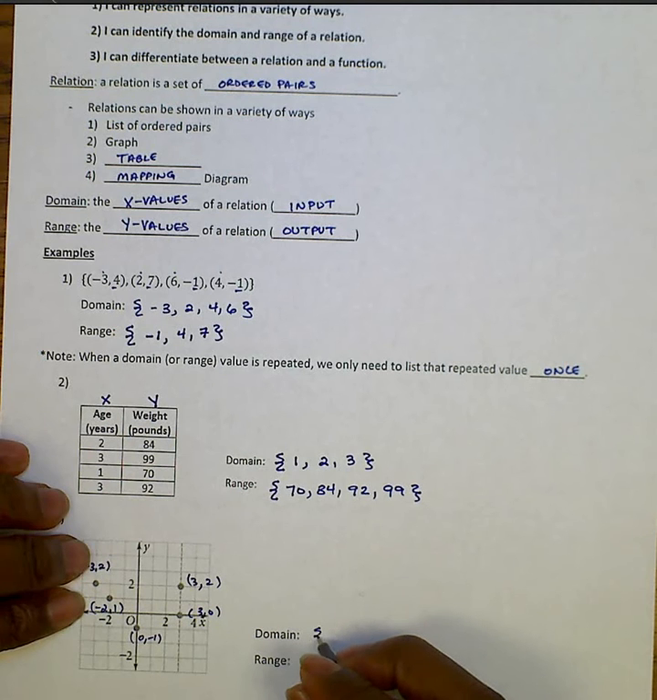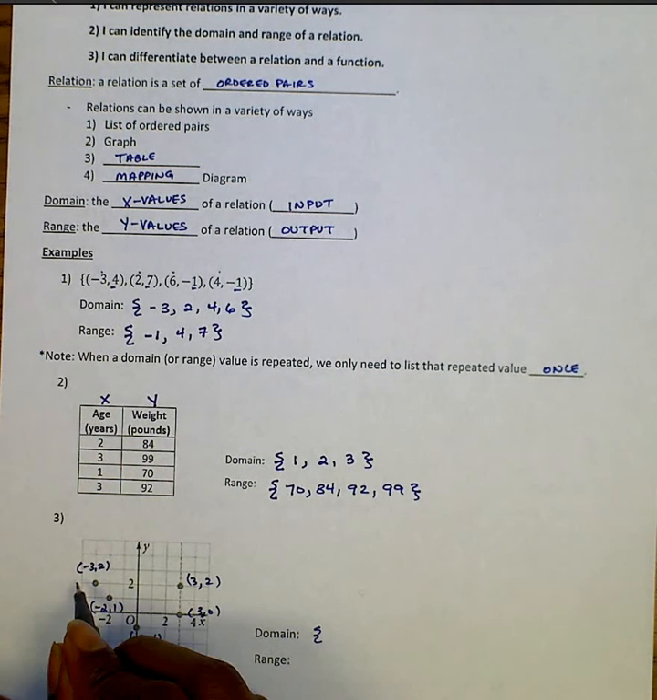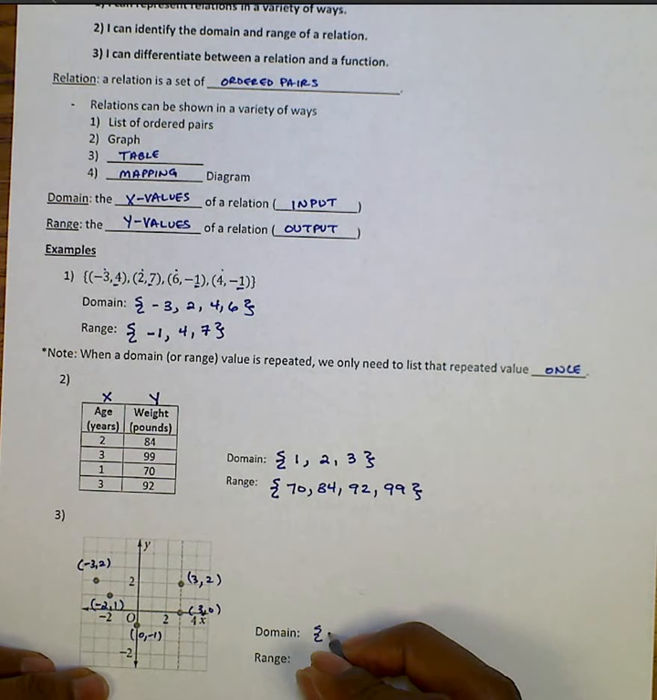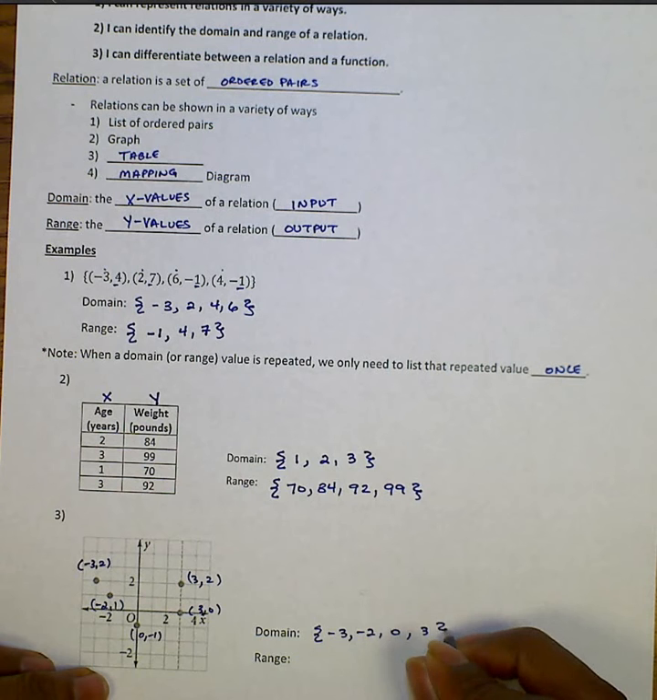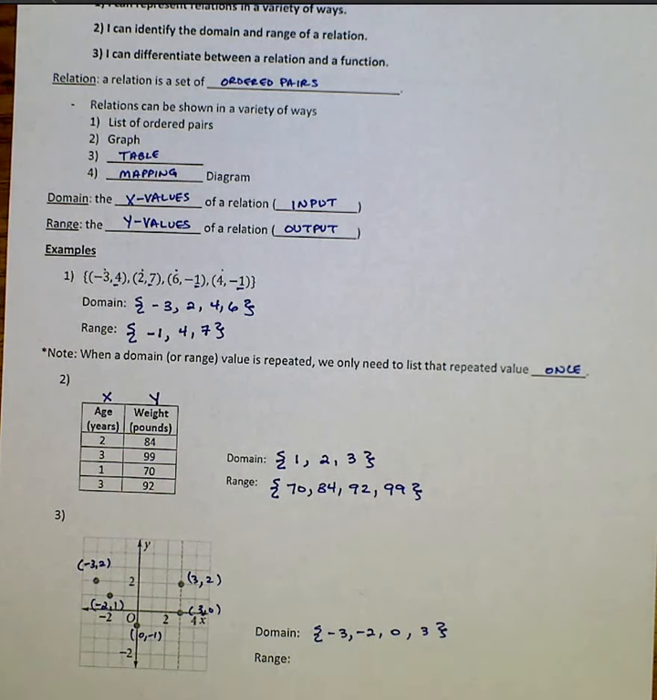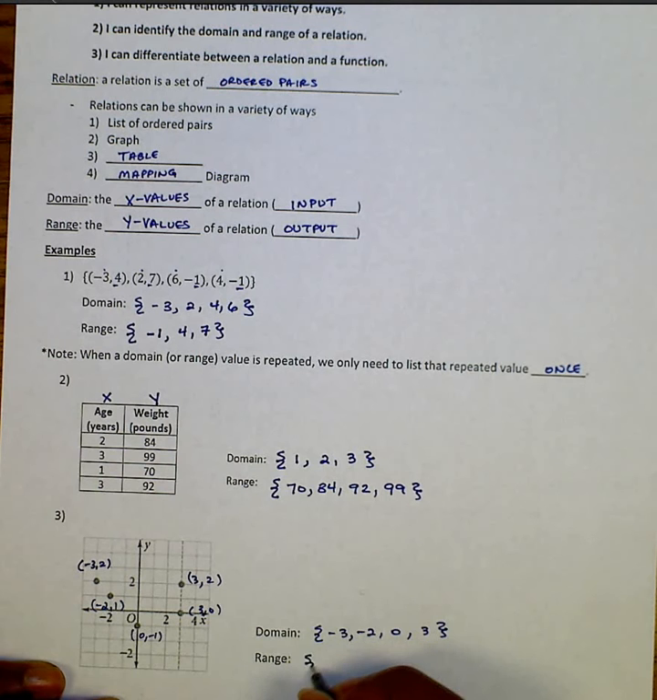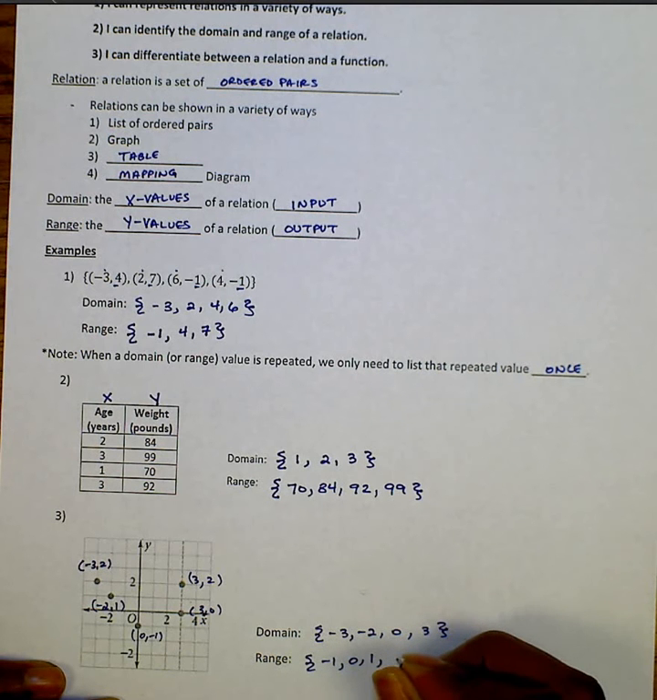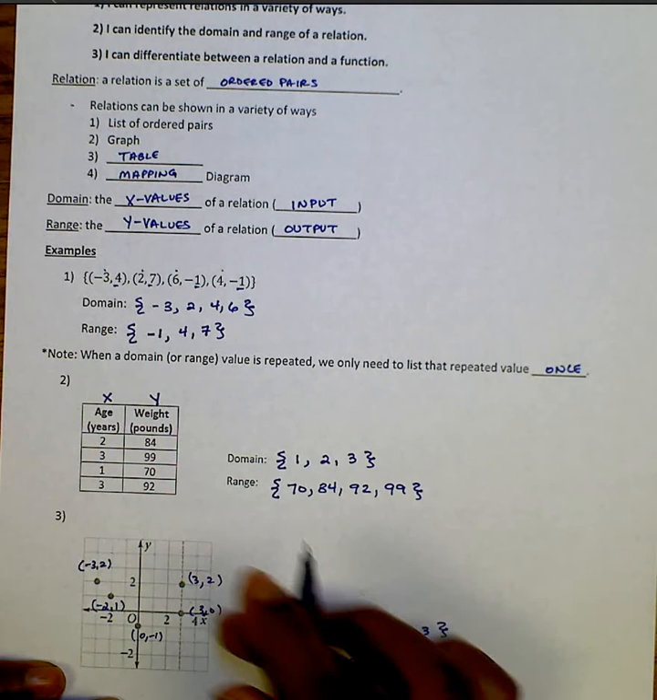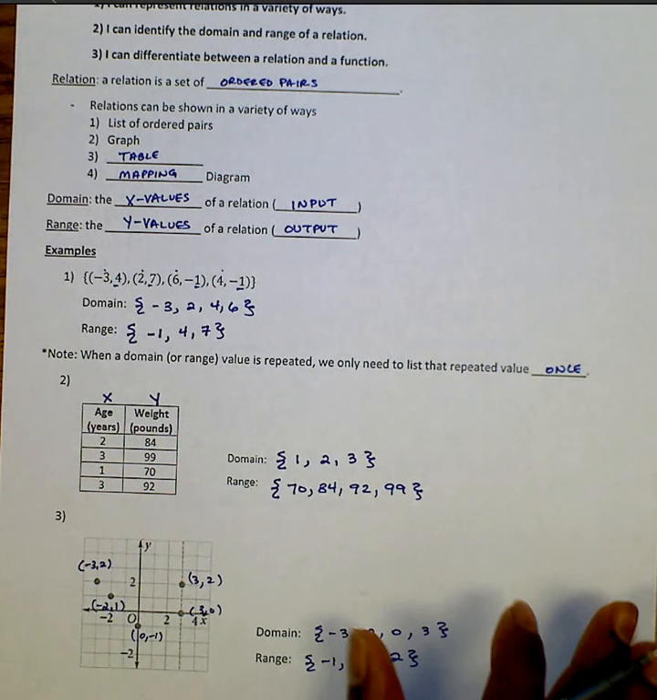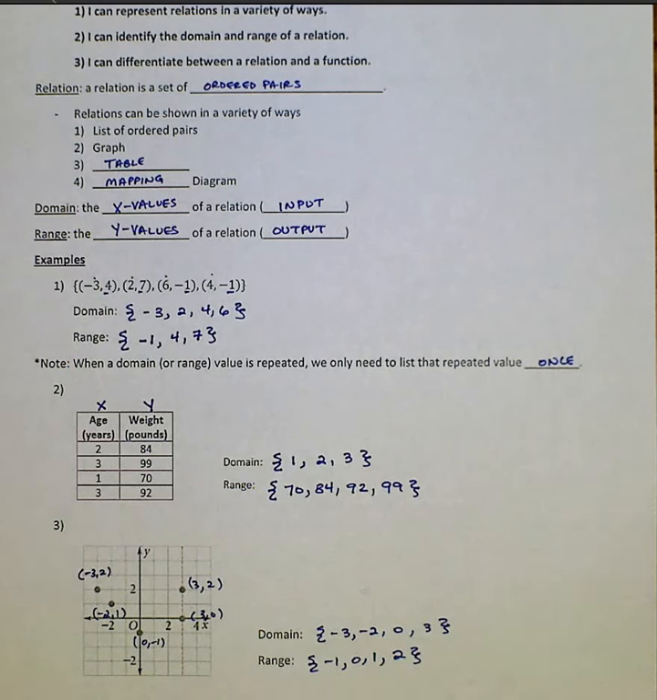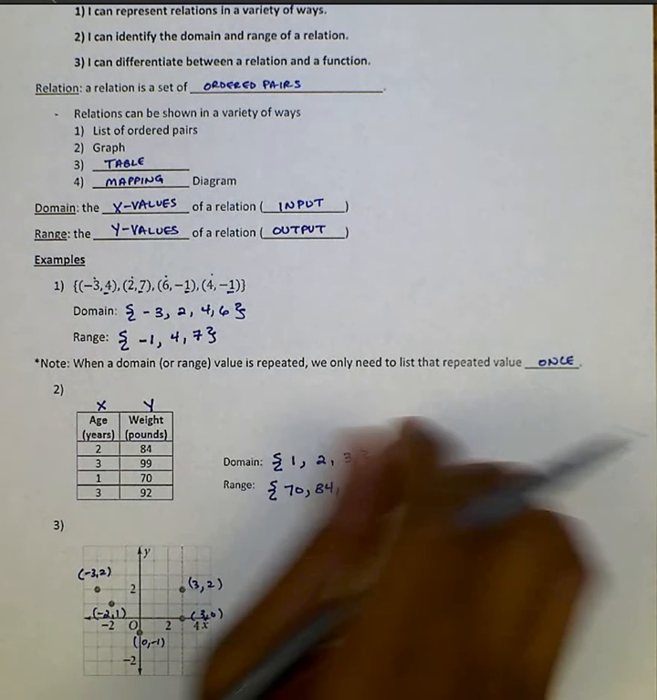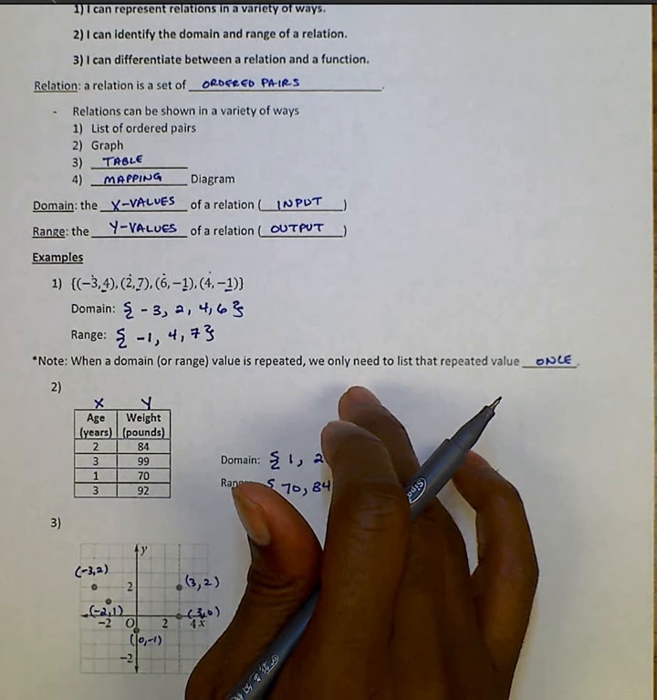But we'll take all of our x coordinates, and I'm just going to look from left to right. -3, -2, 0, 3. Again, notice that I did not repeat the 3's, even though there's 2 of them. And I'll do the same thing with the range, except I look from down to up. -1, 0, 1, 2. Again, notice I did not repeat the 2's. Alright, so a relation is a set of ordered pairs, the domain is the x values, the range is the y values.